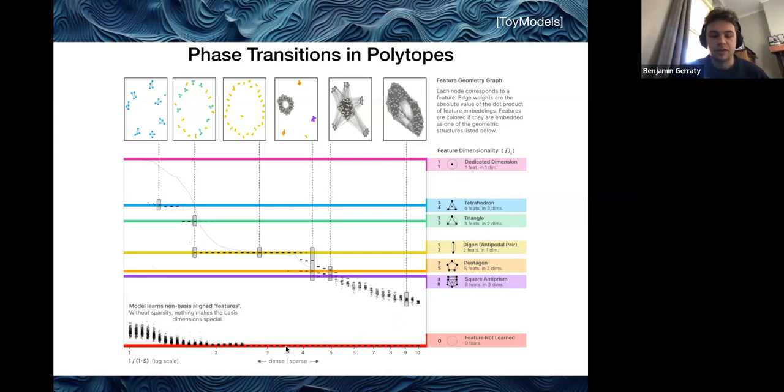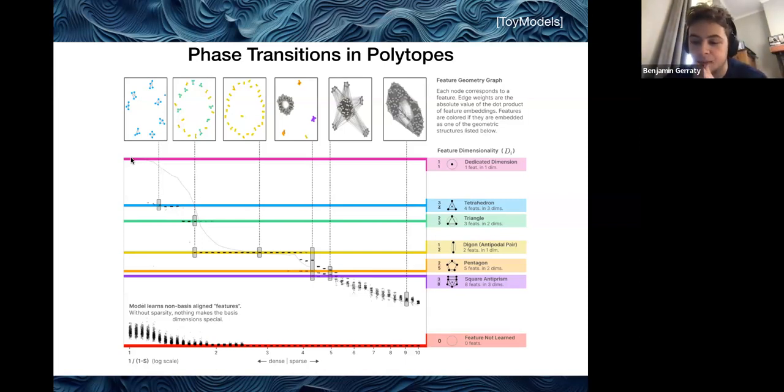Down here we have the features that are not learned, and up here, the dedicated dimensions at the top. So as the sparsity increases, we see a sort of phase change in which dimensionality, or which shapes, the model likes to snap into. I'll talk a bit more about what's going on in the second week.